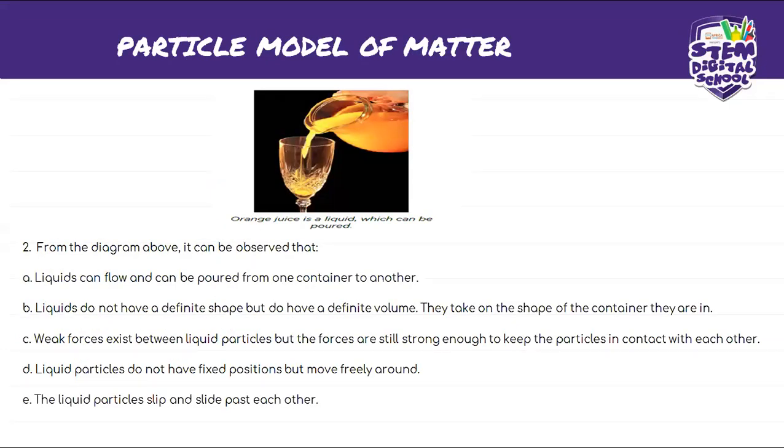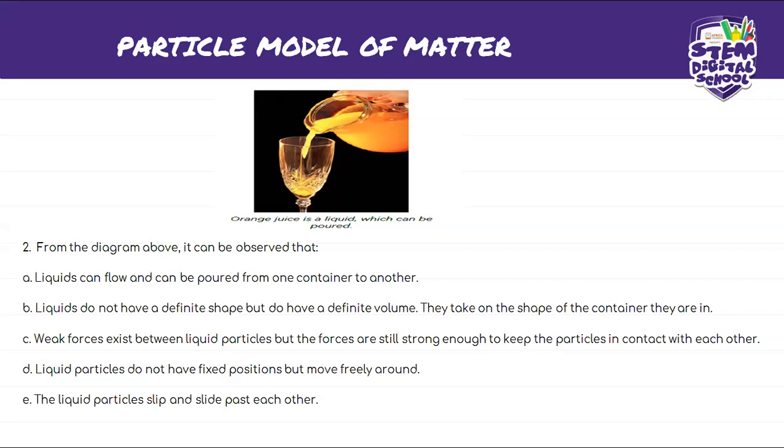All right, now let's look at this diagram. It's an orange juice which can be poured. Now, what is the particle model of matter saying about this? From the diagram, it can be observed that liquid can flow, as you can see, and can be poured from one container to another. Liquids do not have a definite shape, but they do have a definite volume. They take on the shape of the container they are in.